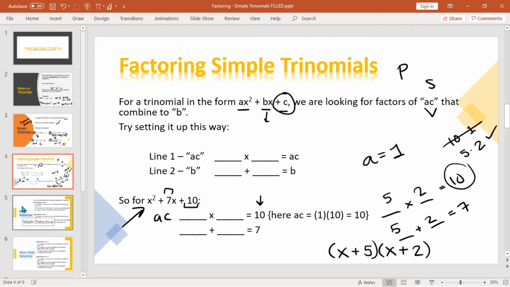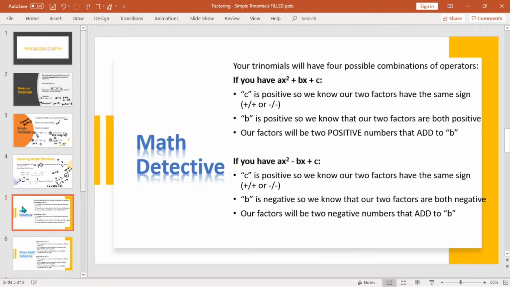So now I want to break down what you can expect to be doing with different values of b and c. So you can have 4 combinations. You can have positive b value, positive c. So the first thing I always look at is the c value. And let's just use our same example there, x squared plus 7x plus 10.